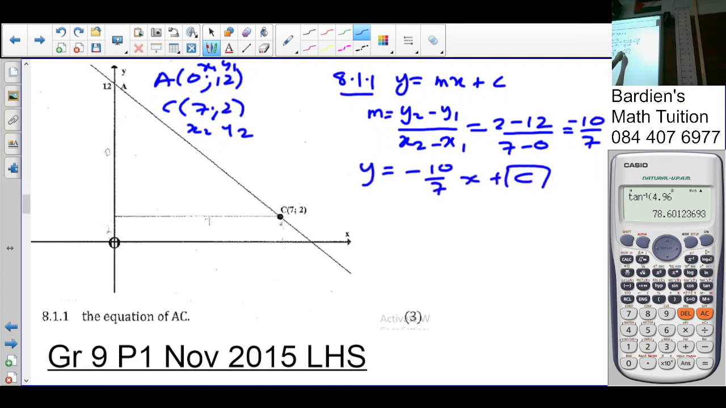But what is c normally? That is your y-intercept, not so? Do we have a y-intercept here? Yes. So your c value is going to be 12. So y is equal to negative 10 over 7x plus 12.